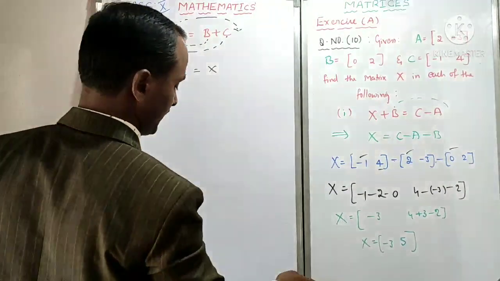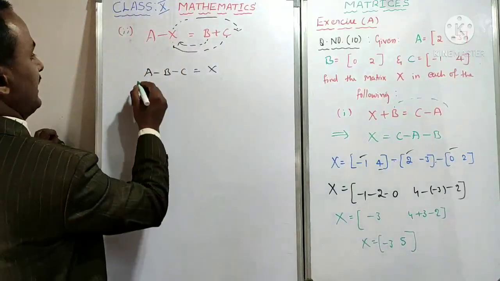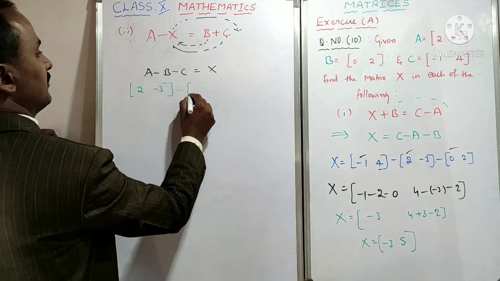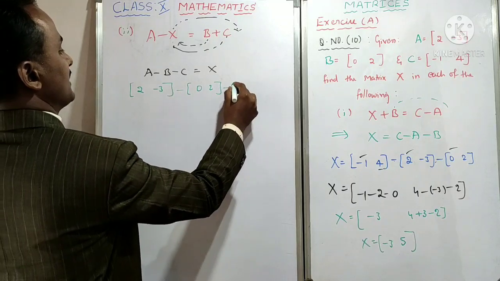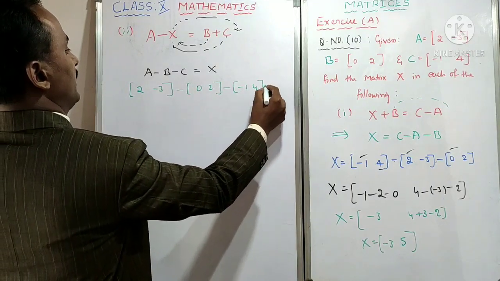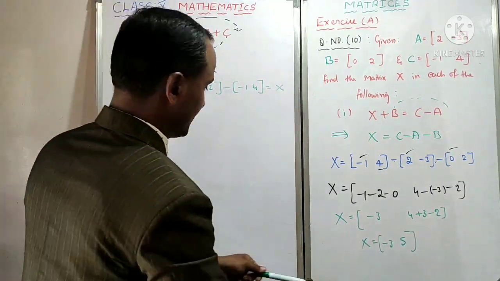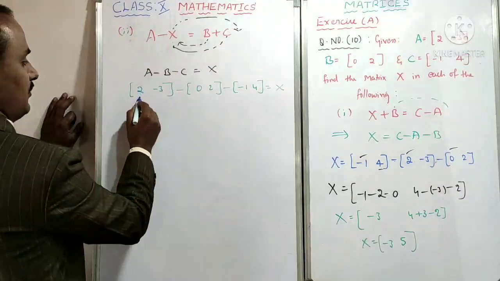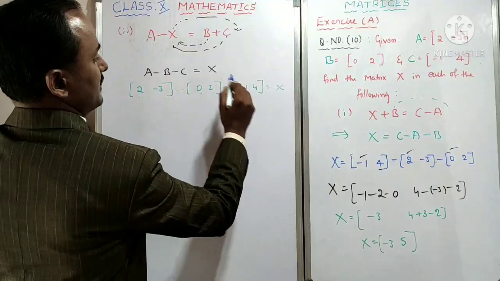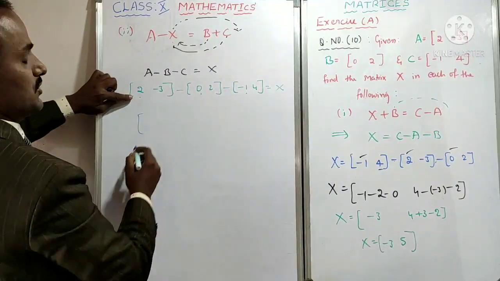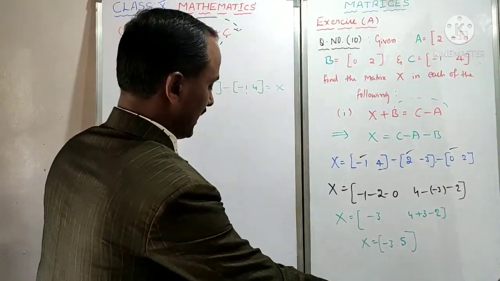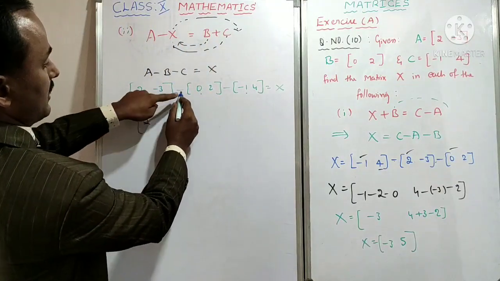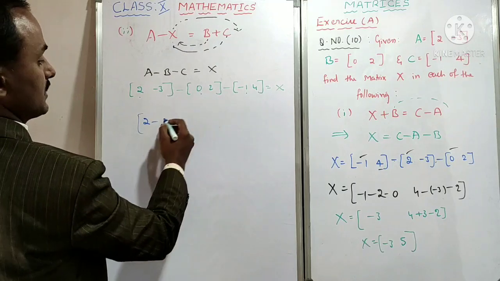Understood? Okay. Follow this method only. Don't get confused about the method. Now what can I do? I will write the matrix elements. 2 minus 3, in between minus B matrix 0 2, minus C matrix minus 1 4 is equal to X. I will do the simplification here. Easy. Observe here. See now here also first matrix first element, second matrix first element, third matrix first element. I will use the rectangular box. Next I will write first matrix first element, what is it? 2. Then after this matrix, what is the sign? Minus. Next matrix first element 0.